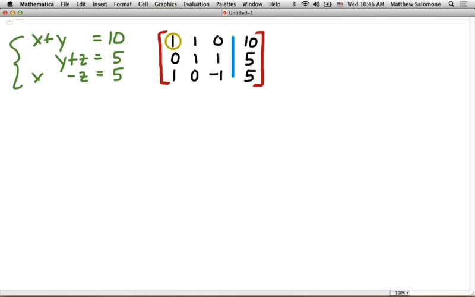Subtract row 1 from row 3. That will accomplish clearing out everything we need to clear out underneath that entry in order to make it a pivot. So, row 3 minus row 1 will accomplish that. So that now I'll have 1, 1, 0, 10; 0, 1, 1, 5; and then 1 minus 1 will be a 0, 0 minus 1 is negative 1, negative 1 minus 0 is negative 1, and 5 minus 10 is negative 5.